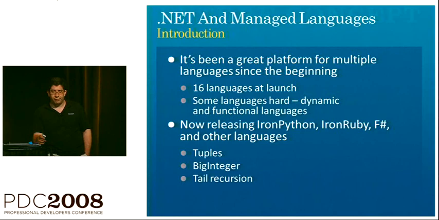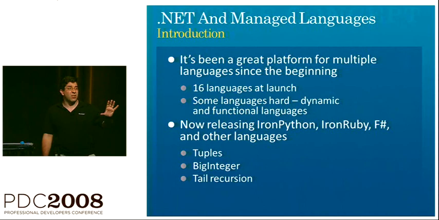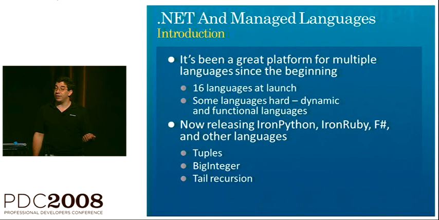Okay. The last way I'm going to talk about working better together is .NET and managed languages. So the .NET platform has been a great platform since its inception for multiple languages. We actually had 16 different languages at launch, but only certain kinds of languages. We didn't have any dynamic languages. We didn't have any functional languages.